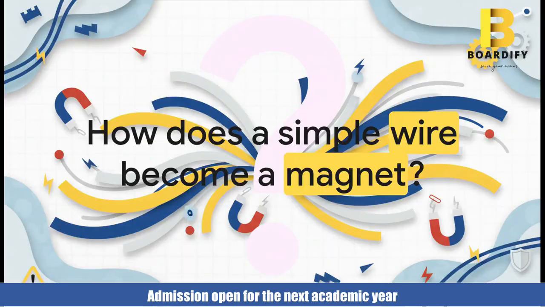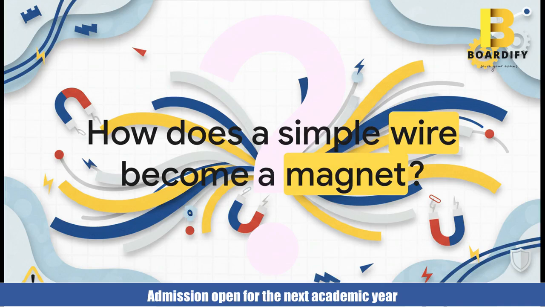So this is the big question, right? How on earth does a simple, boring wire suddenly turn into a magnet? That's the magic we're unpacking today. In the next 5 minutes, we're going to cover everything from those invisible fields to the rules that run the show, and even the safety stuff that keeps us all from getting zapped.